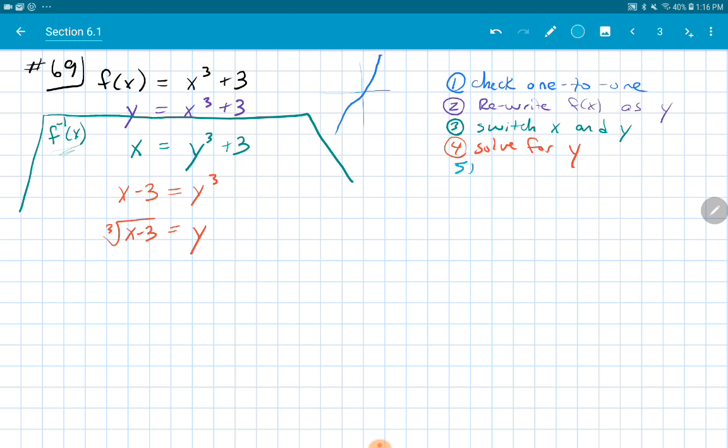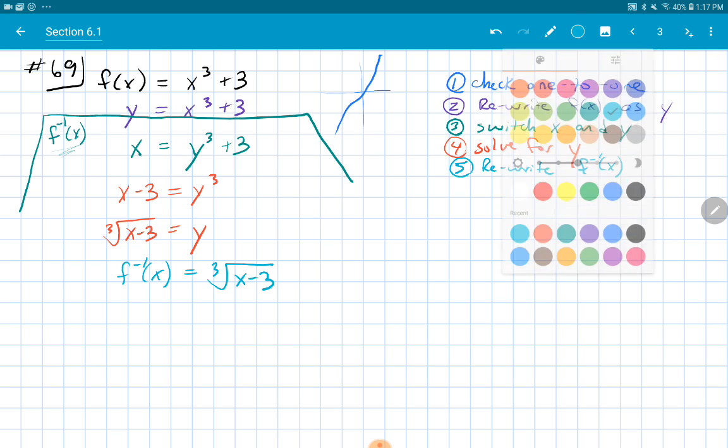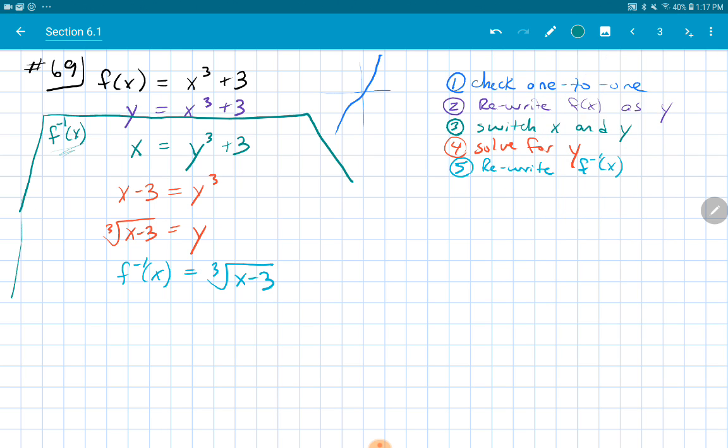We'll go to 5 as rewrite in that function notation with the inverse. So I'm going to put the y on the left to be more traditional. And that equals replacing y with the inverse, the function notation of it. And then the cubed root of x minus 3. And there's my inverse. Now the next task is, so I'm going to do my green box. So I know this is my inverse function.